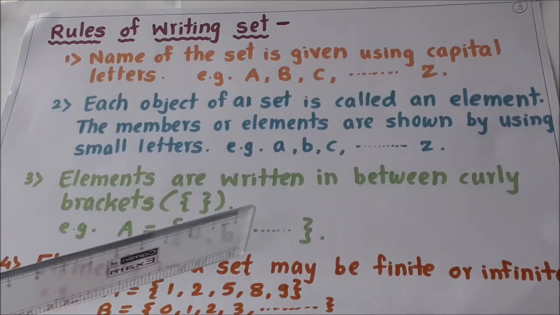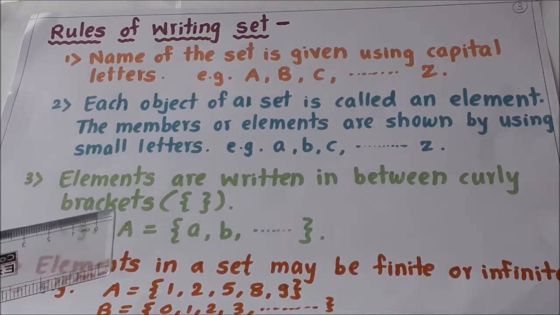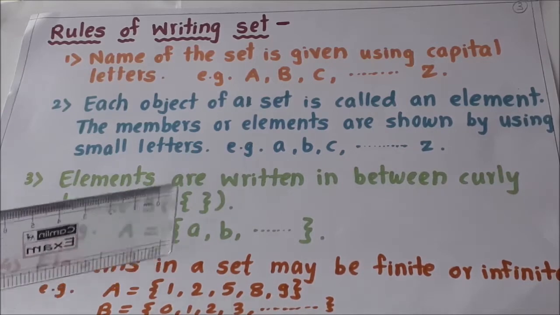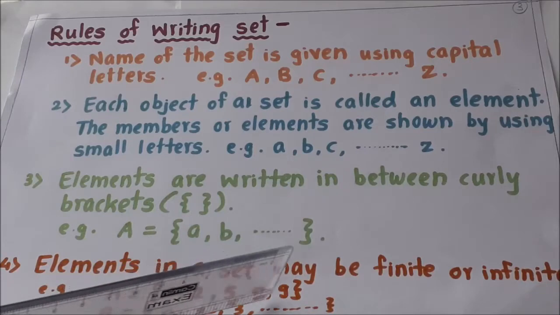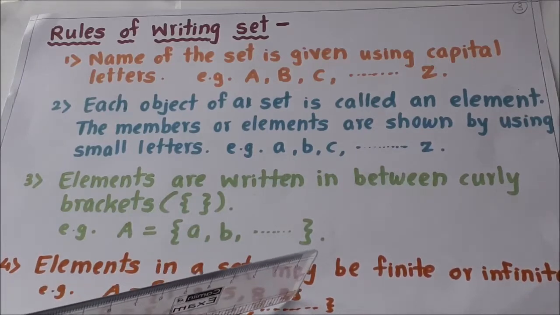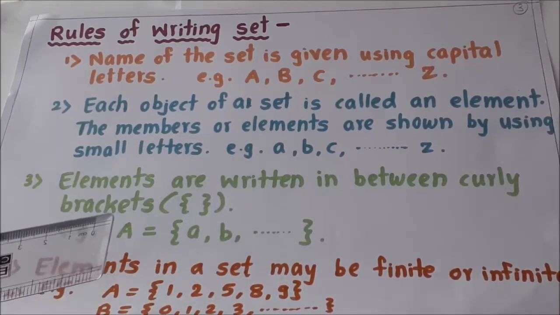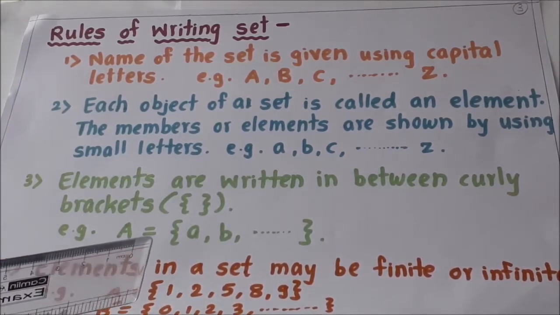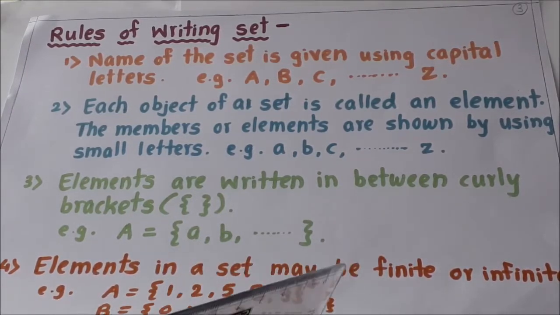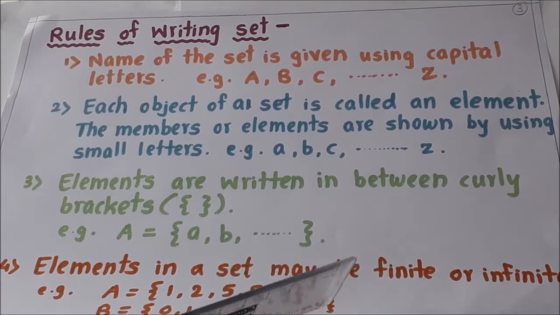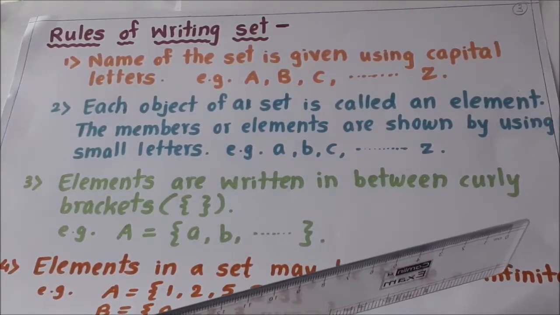Fourth point, elements in a set may be finite or infinite. For example, see the first set A equals, here the elements are 1, 2, 5, 8, 9. These elements are countable. We can count the number of elements. Hence it is called a finite set. While B is the set of all whole numbers, that is 0, 1, 2, 3 and so on. Here the numbers are unlimited, innumerable. Hence set B is an example of an infinite set.